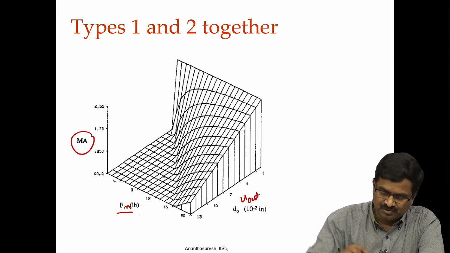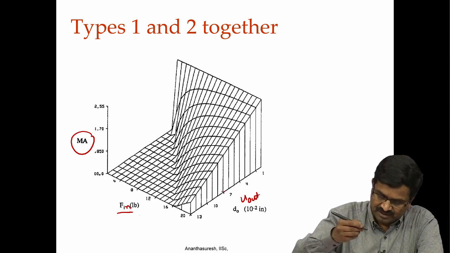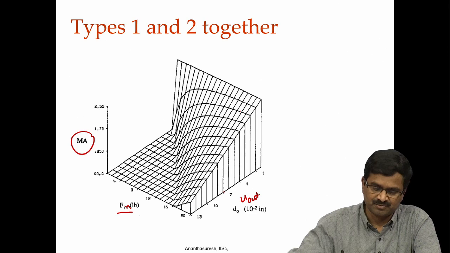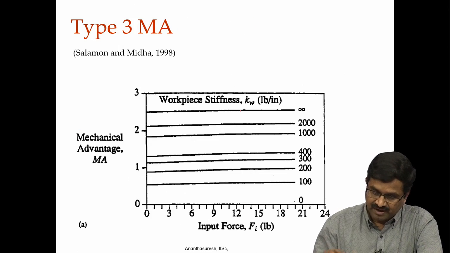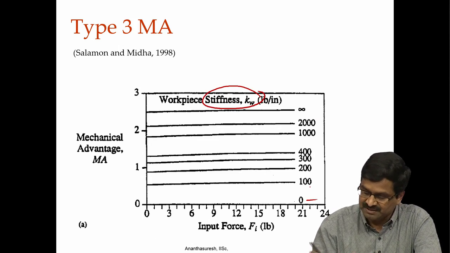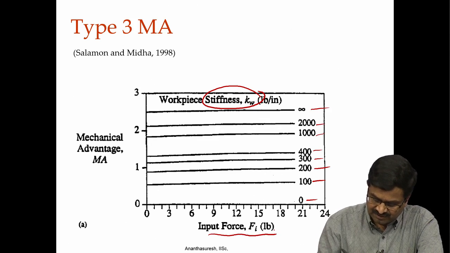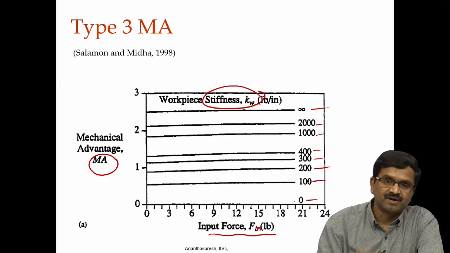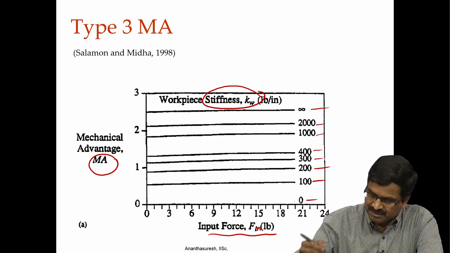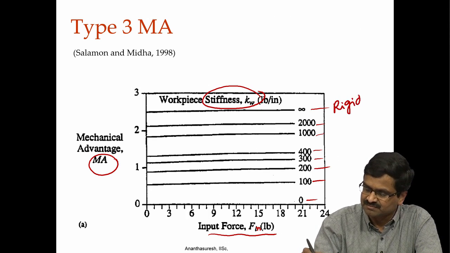Mechanical advantage, both type 1, type 2, you can imagine like a surface. Okay. The slices of this, that is fixing F out, you will get one slice, fixing F in you get another slice, is what we consider type 1 and type 2. There is a type 3 where you would fix stiffness at different value, 0, no workpiece, 100, 200, some units, and going all the way to infinity. With regard to different input force, you can get the mechanical advantage. Okay. They look pretty much constant here, but actually they are not, they are slightly varying, but in this big scale we are going from 0 to infinite stiffness, infinite meaning it is completely rigid workpiece.